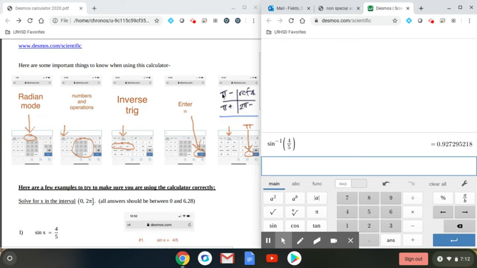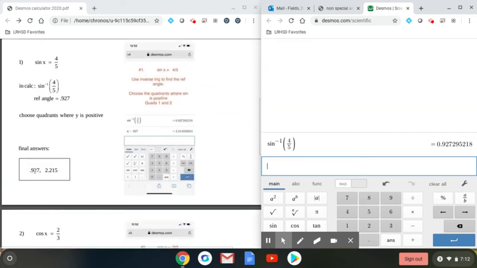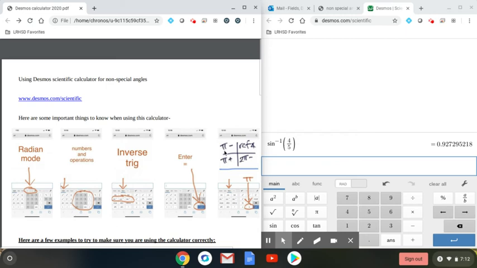So anytime that we're in quadrant 1, we know one of our answers is just going to be that reference angle. So one of my answers is 0.927, and that's how we get that, right? But the other thing we need to do is find that angle measure in quadrant 2. So anytime that we're in quadrant 2, we know our closest x-axis is pi. So I have to subtract pi from my reference angle.